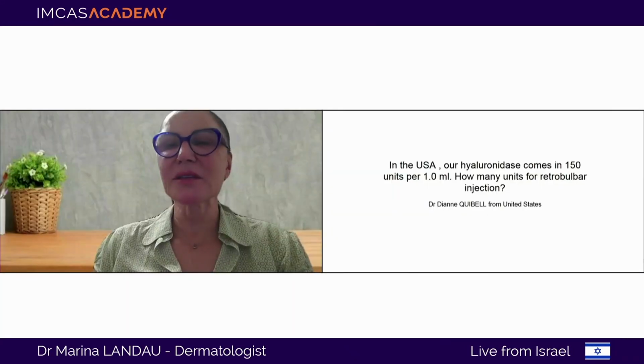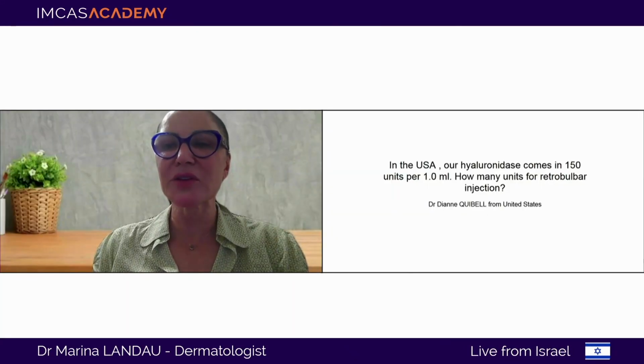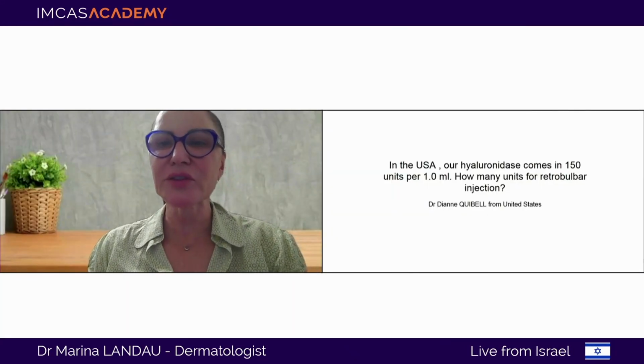In the US, the hyaluronidase comes in 150 units per 1 ml. So how many units shall we use for retrobulbar injection? I think it's very, very complicated. There is no single answer because the first answer, when we're talking retrobulbar, is to treat vision loss. And as I mentioned, there is no clear answer to this question, whether it's treatable at all.